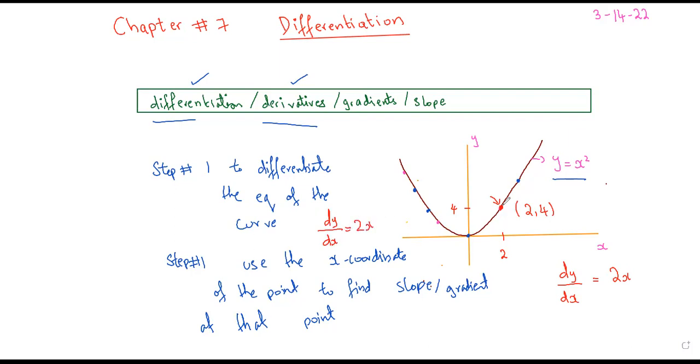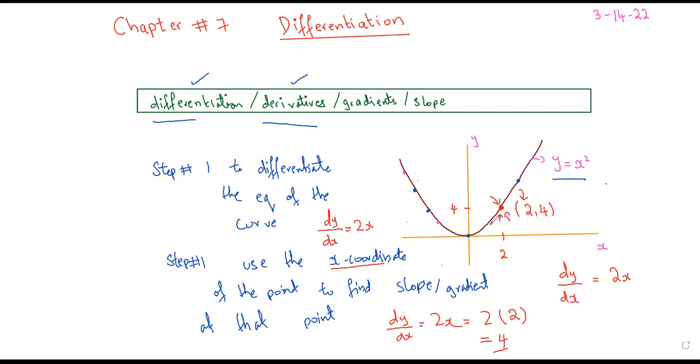And what was the goal? The goal was to find the gradient at this point. Now I'll plug in the x coordinate at this point, that is 2. So dy by dx, that was 2x. And once I plug in the x coordinate, instead of x, I'll write down 2 and it is going to become 4. This 4 is the gradient or the slope at this point, right?